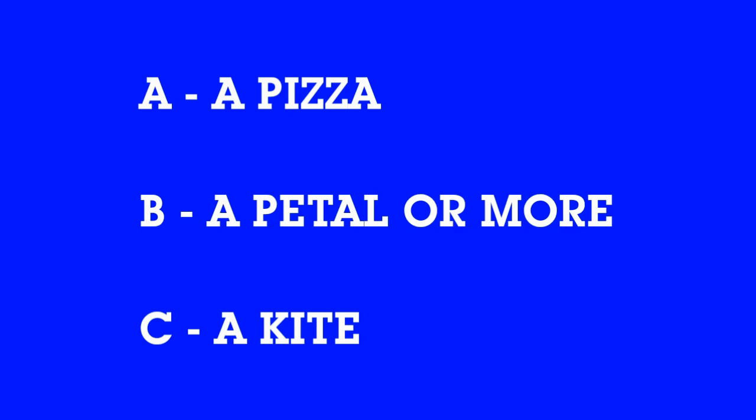Now I will ask you again, what flower part is needed for a complete flower? A, a pizza. B, a petal or more, or C, a kite. If you guessed a petal or more, you are correct.